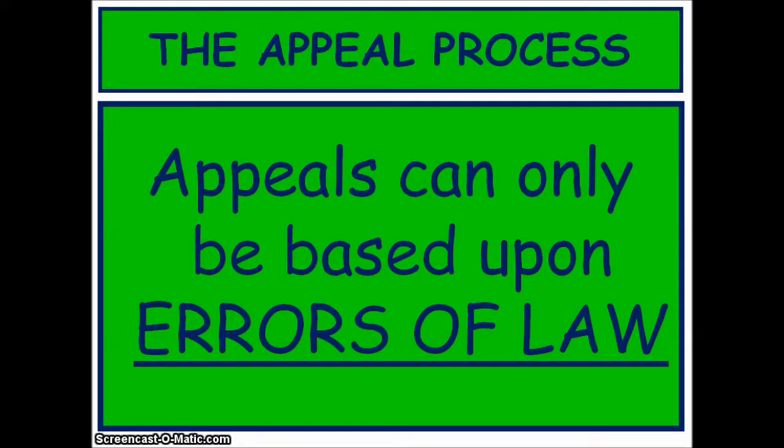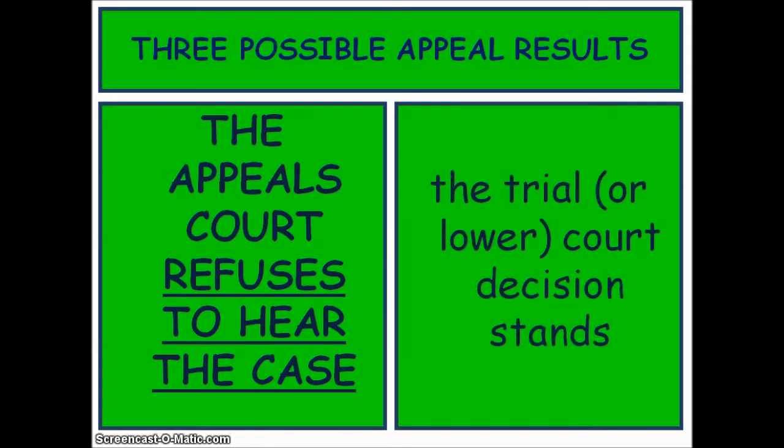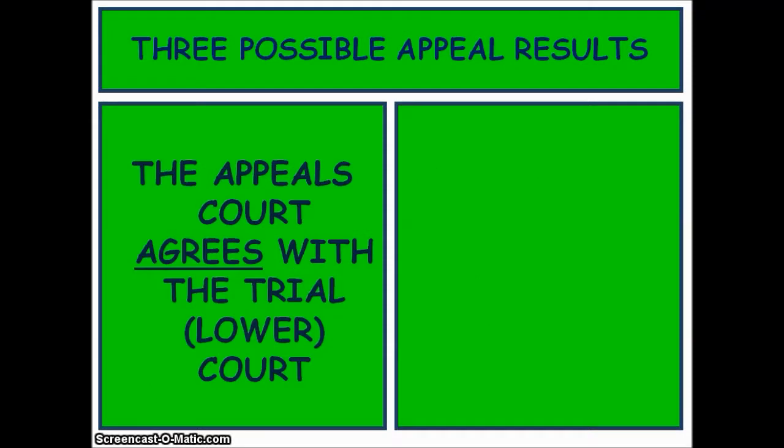But there are three possible results of an appeal. The first result is that the appeals court refuses to hear the case, and that's possible. If an appeals court refuses to hear the case, then the trial or lower court decision stands. So in this case, if the first appeals court chooses not to hear the case, then the conviction stands and the case is over. A second possible result is that the appeals court hears the case but agrees with the trial or lower court.